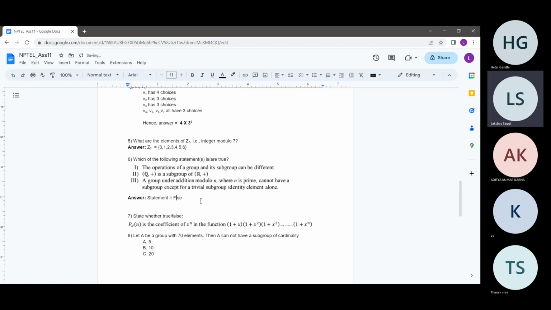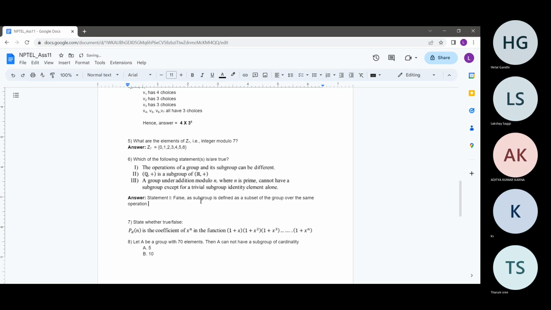basically, in the definition of a subgroup itself, it's written that we take a subset. A subgroup is nothing but a subset of the group defined over the same operation. So if addition was the operator of the group, then the subgroup will also have addition as the operator. This is not a technical question, more of a definition based question. This is the definition of a subgroup.